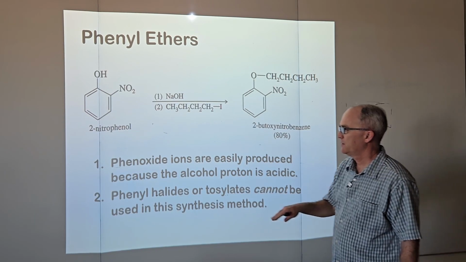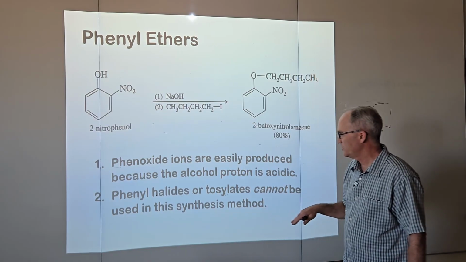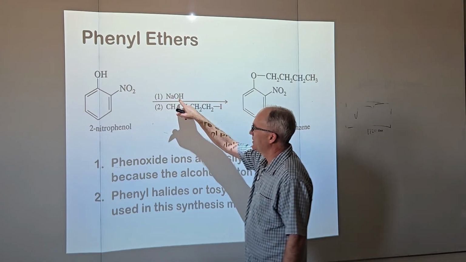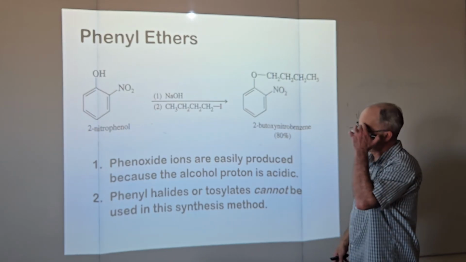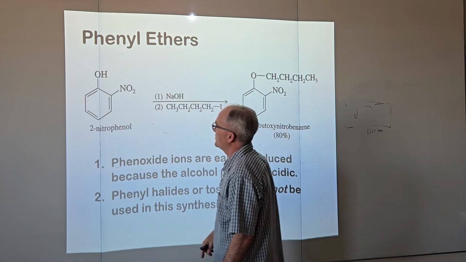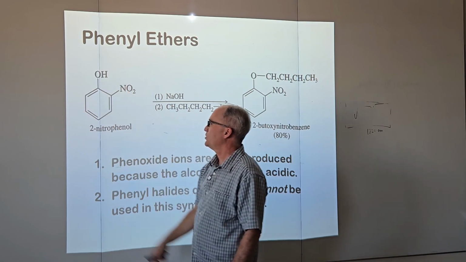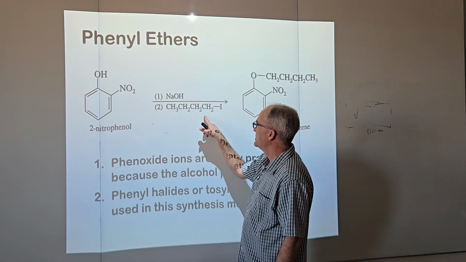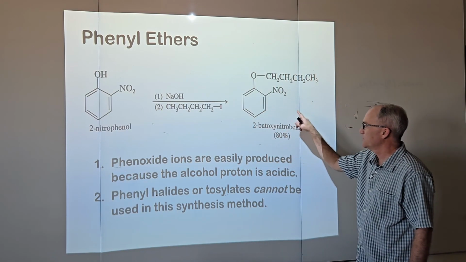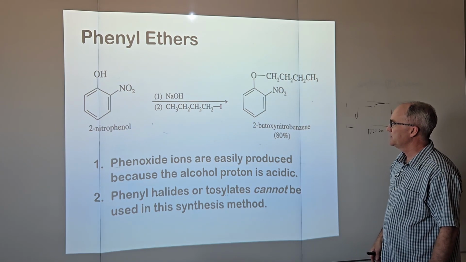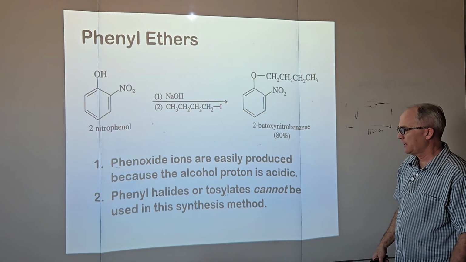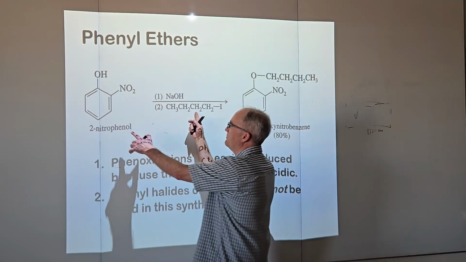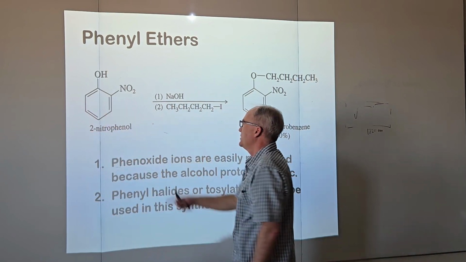Phenyl ethers. It says here, phenoxide ions are easily produced because the alcohol proton is acidic, so we can make the alkoxide with base, sodium hydroxide. So imagine this thing protonating that hydroxide and having water, then we have this sodium phenolate, 2-nitrophenolate, and that's going to slam into that carbon, SN2 reaction to get to 2-butyloxy nitrobenzene. Phenyl halides or tosylates cannot be used in this synthetic method. It's like when you want to swap those two things around.